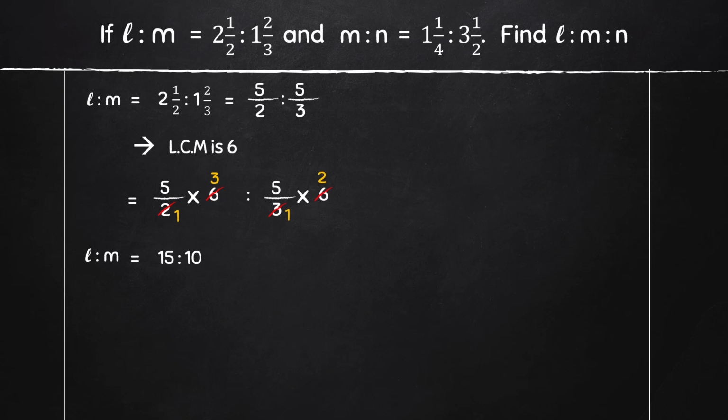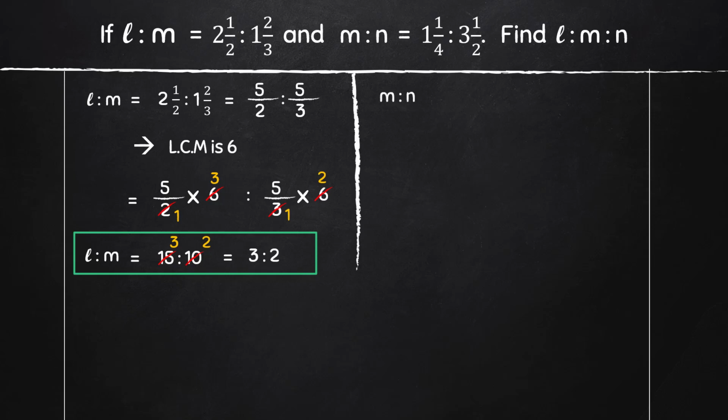Here the ratio can be further reduced because 15 and 10 have a common factor 5. So I'm dividing this ratio by 5. So I get 5 threes are 15 and 5 twos are 10. So L is to M is equal to 3 is to 2. Now let's do M is to N. M is to N is equal to 1 1 upon 4 is to 3 1 upon 2. Converting to improper, we get 5 by 4 is to 7 upon 2.